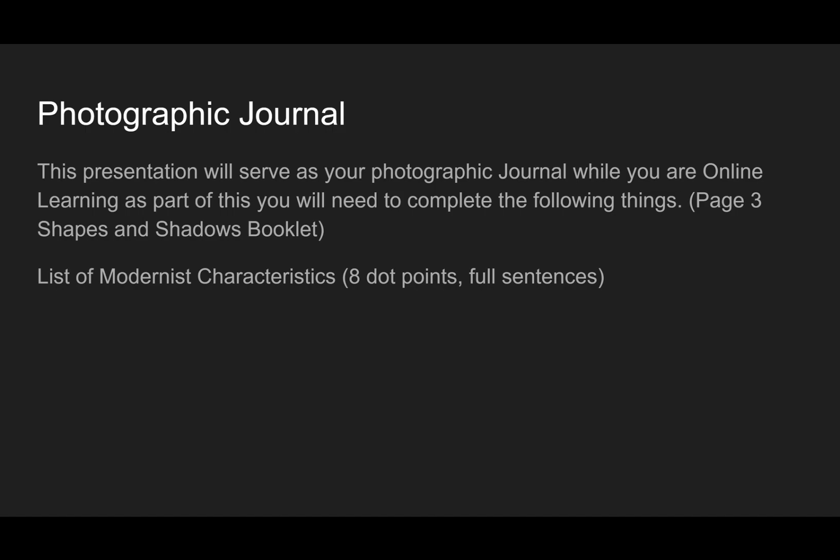While you're online learning as part of this, you will need to complete the following things, okay? Page 3, Shapes and Shadows booklet. List of modernist characteristics, 8 dot points in full sentences, okay? So we talked about what modernism was and what it took photos of and what it was about. So you can use that information that we got from last term to help you do this part of the assignment. Basically, they're asking you to talk about what modernism is as 8 full sentence dot points, okay? So we have done this work already. So if you've done it when you were supposed to do it, this will not be a problem for you. Cut and paste it into here on this slide.